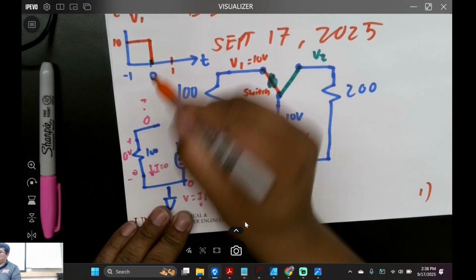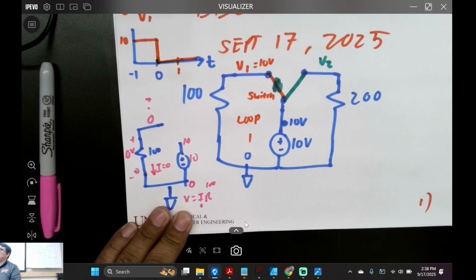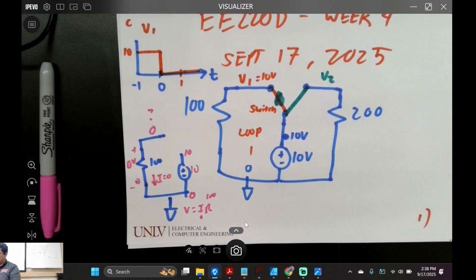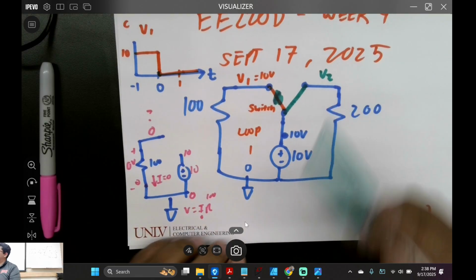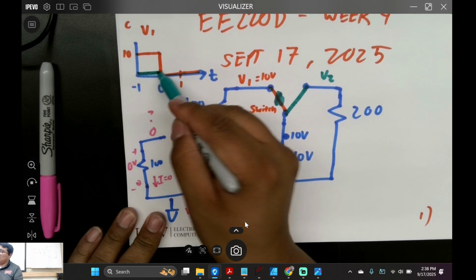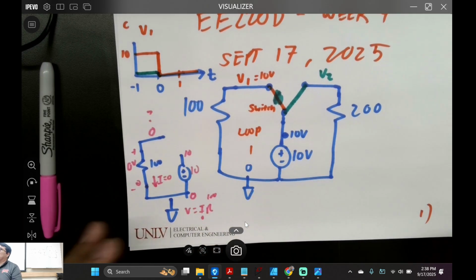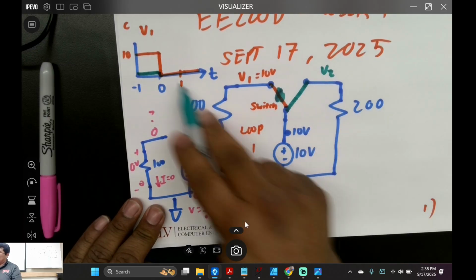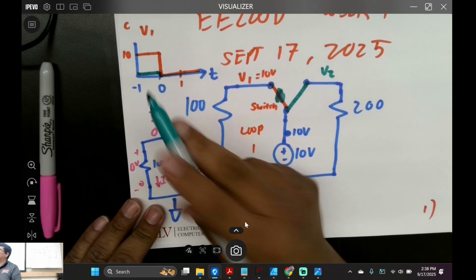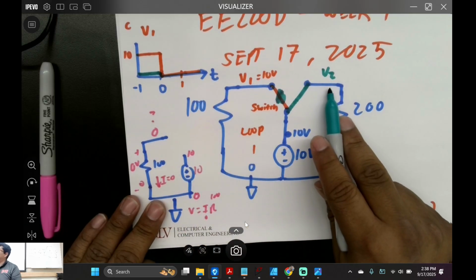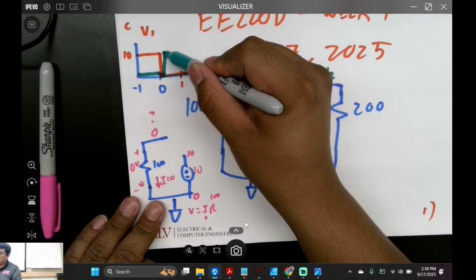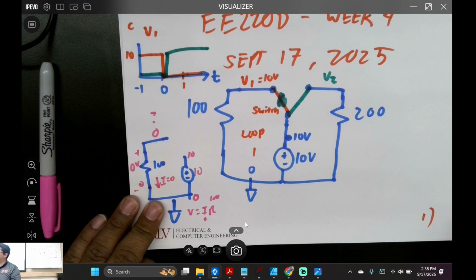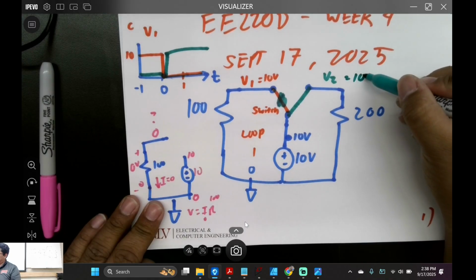And now it's broken. It just goes on forever, right? Is that understood? However, we have this V2, right? Before, what was the voltage at V2? It should be off, right? 0 volts. But now I just closed it at time equal to 0 plus. What's the voltage at V2? 10 volts, right? Does that make sense? So this is 10 volts, right?